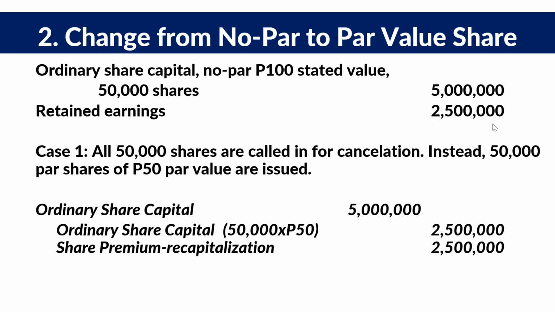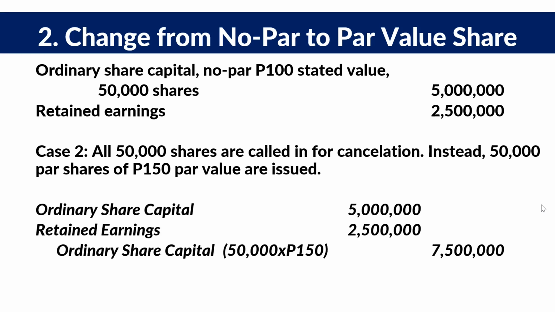So in our first case, what if yung lahat ng 50,000 ay i-call in natin, and then instead, mag-issue tayo ng par value share which is worth 50 pesos par value. So how do you recognize that? So debit lang natin yung ordinary share natin, 5 million. Credit tayo ng ordinary share capital, that's 50,000 times 50. So that's 2.5 million. And then of course, yung sobra, recapitalization na natin yan.